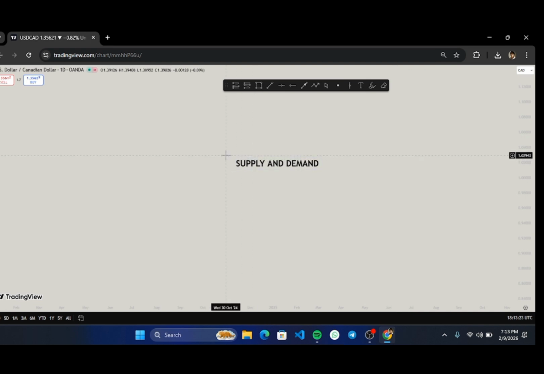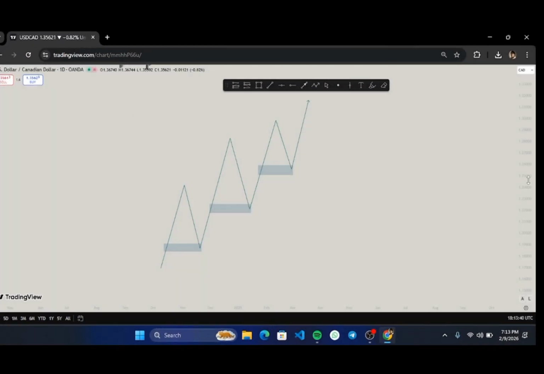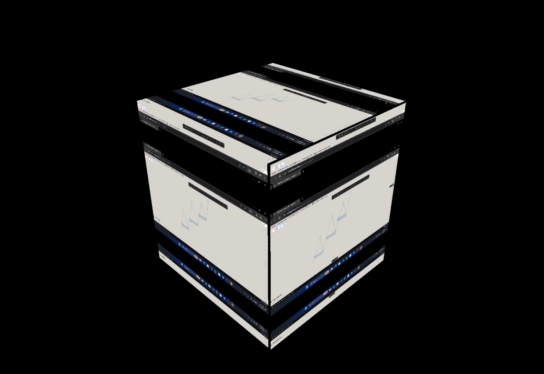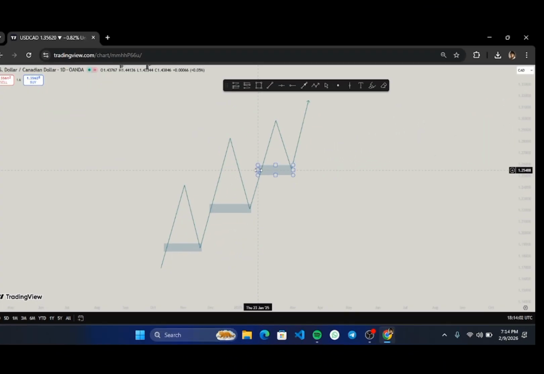So today our topic is going to be supply and demand, and I'm going to show you a quick example of how supply and demand works. This is a diagram of supply and demand. What is the theory behind supply and demand? It is actually one of the simplest concepts, which a lot of people don't know about. I'm going to teach you how it works. Basically, the demand zone is where the market buys from. The supply zone is where the market sells from.